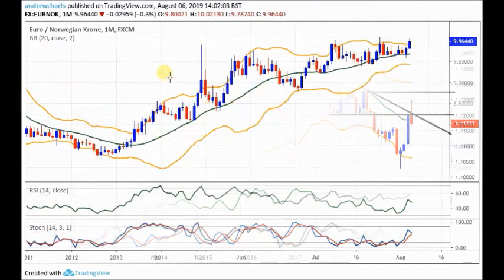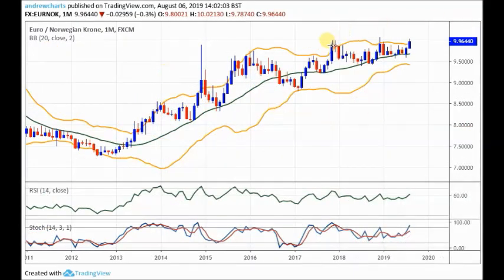Right. Just on the Euro NOK monthly chart first, the monthly chart shows a massive level of resistance at 10. We got up there, came back. We did briefly poke through there, and have come back at the moment. Massive level of resistance. And in terms of this trade, really good risk to reward.